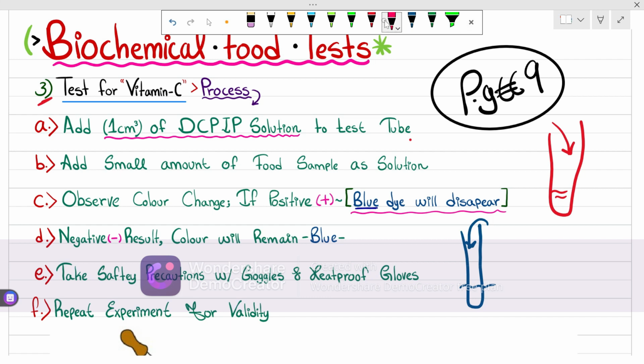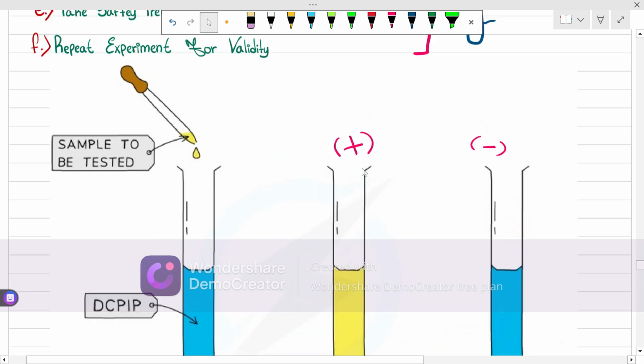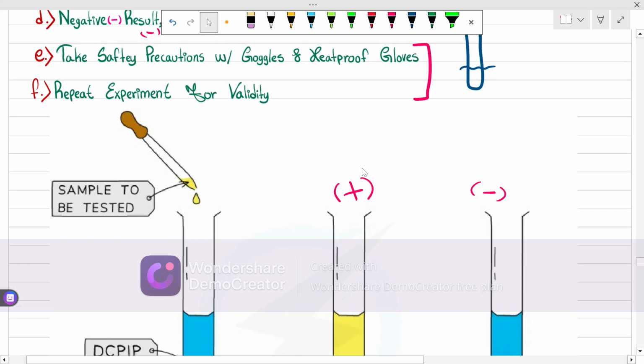If it is positive, the blue dye will disappear. If it is negative, the color will remain blue. Again, the last two are a must. Take safety precautions with goggles and heat-proof gloves. Repeat the experiment for validity. Here we have DCPIP solution. We have the sample to be added. If it's negative, it's going to remain blue. And if it is positive, the blue dye will disappear.